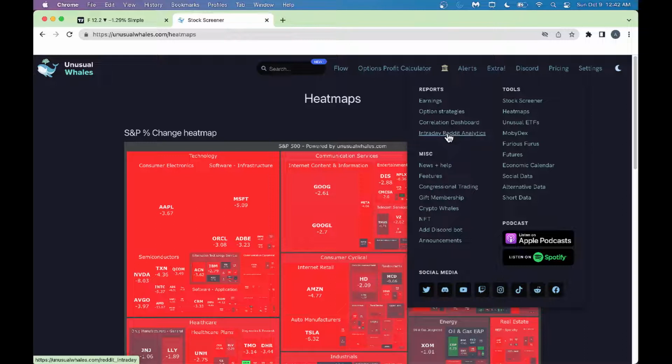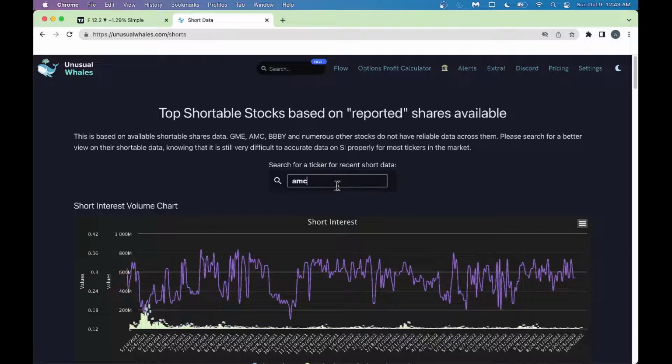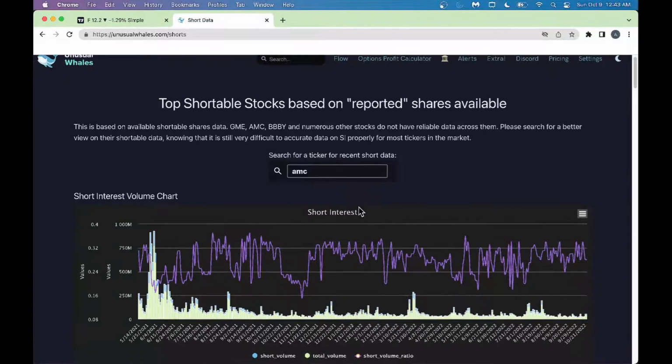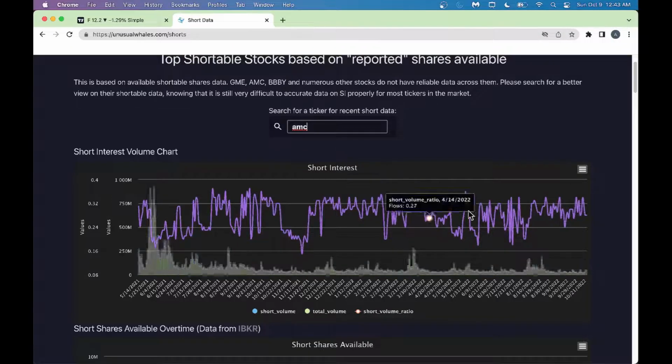One more thing I want to touch on is really short data. If you're a short type person here, you want to do some stock and look at the short activities, you can go in here. Your favorite stock could be AMC for short squeeze. You could just take a look at the map here. Look what's going on here. We got AMC short interest here. Look, nice looking chart here.